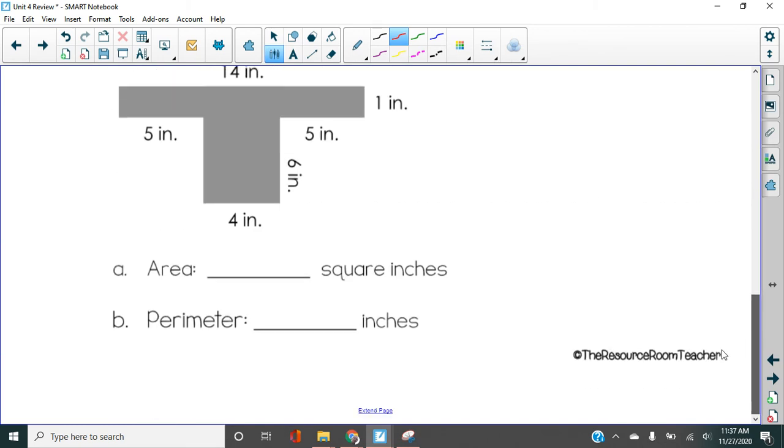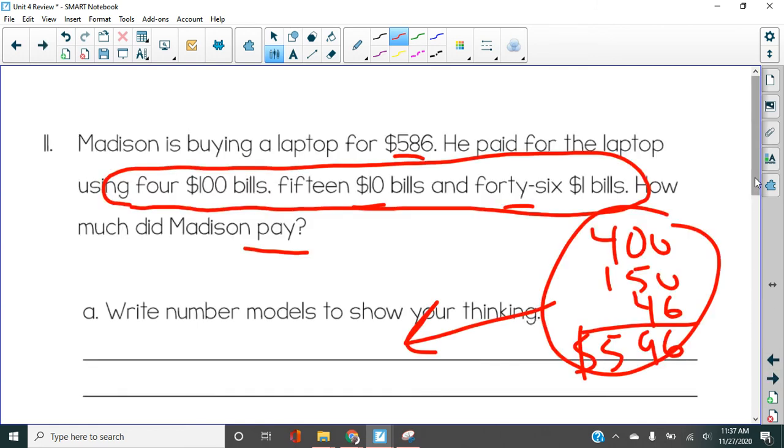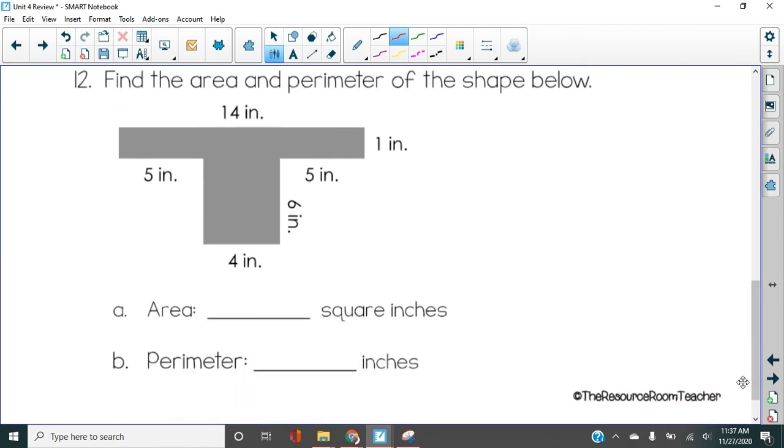All right, here we have last question, I believe. Yep, it is rectilinear figures. What do you remember? What do I need to do first? All right, first I am going to split this. Now, let me tell you what I think might happen. If you split this here and here, you're actually making it hard on yourself, because now you have 1, 2, 3 rectangles that you have to figure out. If you can find a way to just split it into 2 rectangles, that's often the best, right?